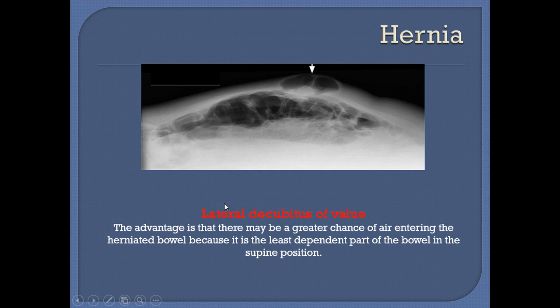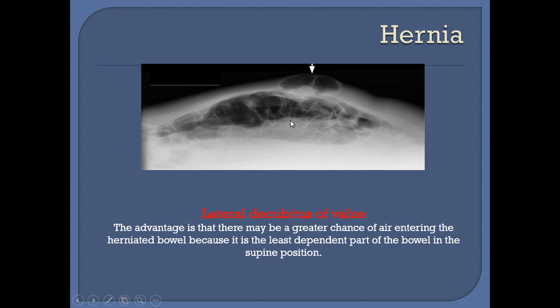Sometimes there are hernias which are due to an anterior abdominal wall defect, and the bowel loops herniate through the defect subcutaneously and lie just beneath the anterior abdominal wall.